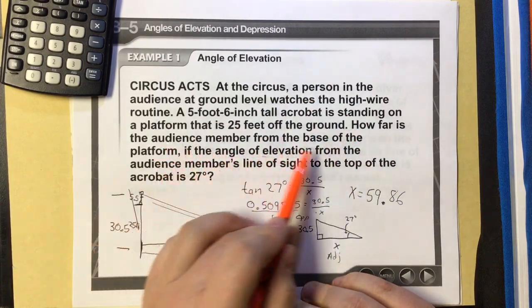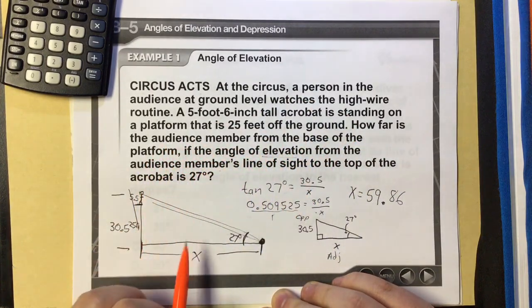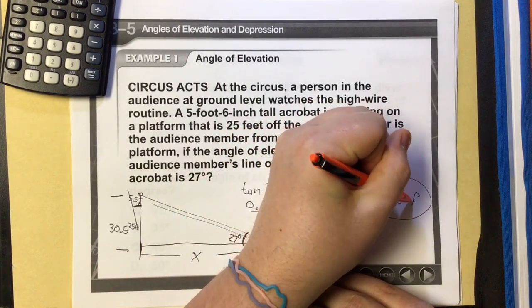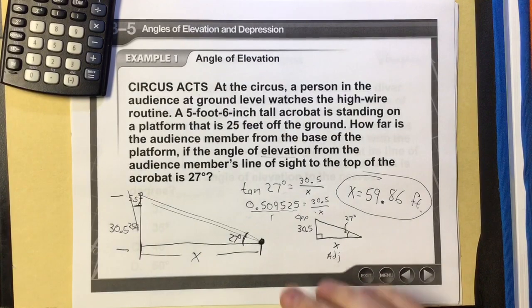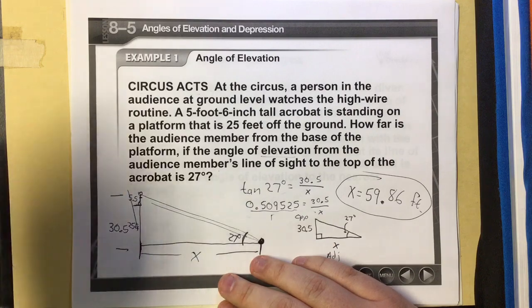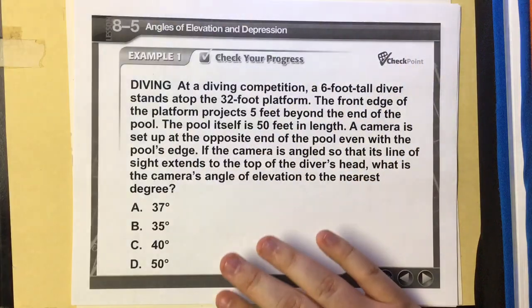Does it say where to round? How far is the audience member from the base of the platform? I don't really see anywhere that it says to round, so I'll just put it at 2 decimal places. There we go. Read the problem, draw a picture, and then use SOHCAHTOA to solve it.